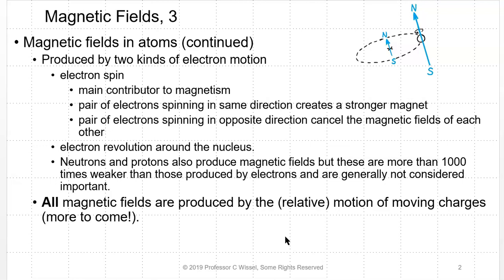And the other way that the electrons produce magnetic fields is the revolution about the nucleus. Neutrons and protons also produce magnetic fields, but these are more than 1,000 times weaker than those produced by electrons and generally not considered to be important. All magnetic fields are produced by the relative motion of moving charges, and we'll talk more about this later.